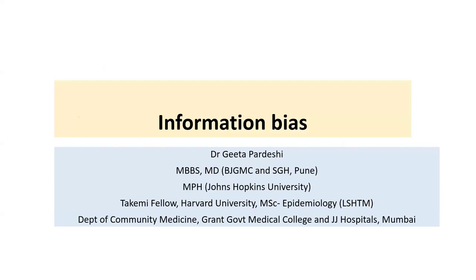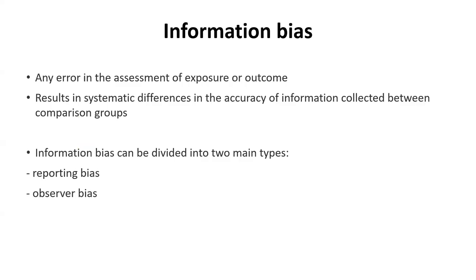So today what we are going to do is focus on information bias. So what is information bias? It is any error in the assessment of either the exposure or the outcome. And because this error is creeping into the assessment, there are systematic differences in the accuracy of information which is being collected for both the groups.